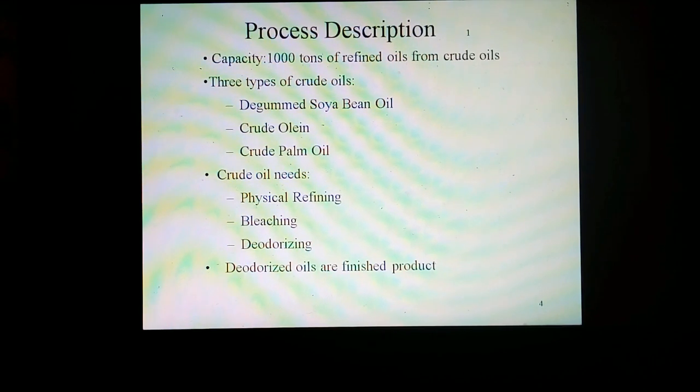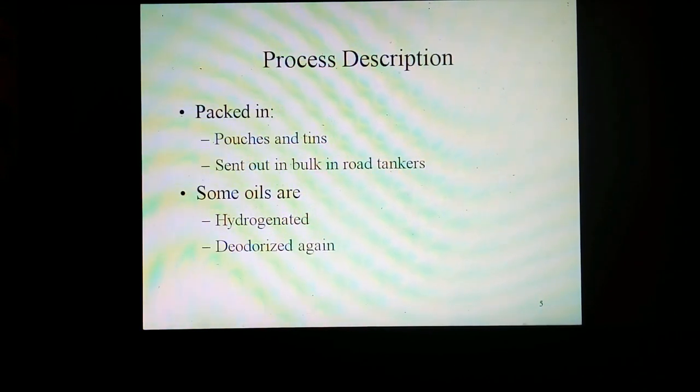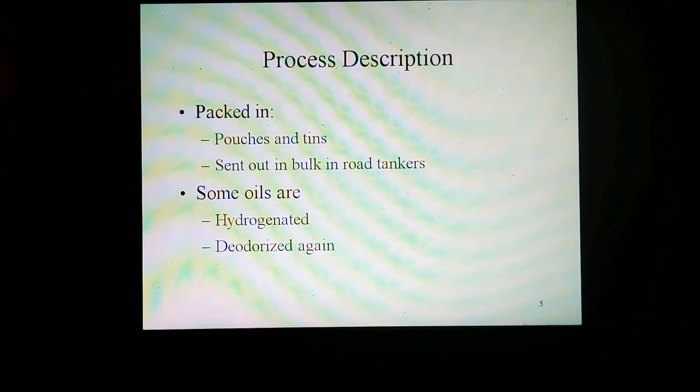After refining, all the oils undergo bleaching and deodorizing. Deodorized RBD oils are the finished product. These are packed in pouches then sent out in road tankers or rail tankers. Part of deodorized peel, RBD peel, and bleached SBO, RBSBO is hydrogenated and deodorized again. Packs of hydrogenated oils are subjected to controlled cooling in cold rooms.